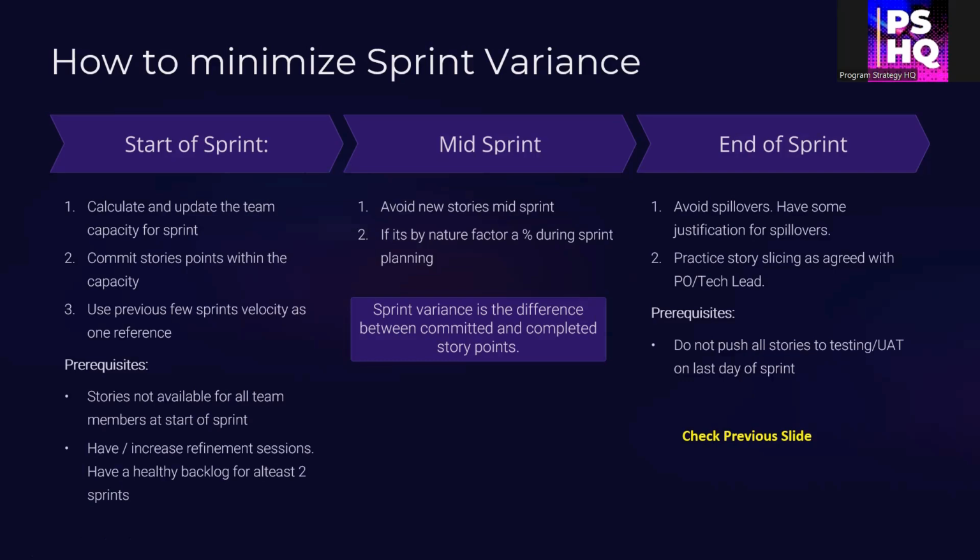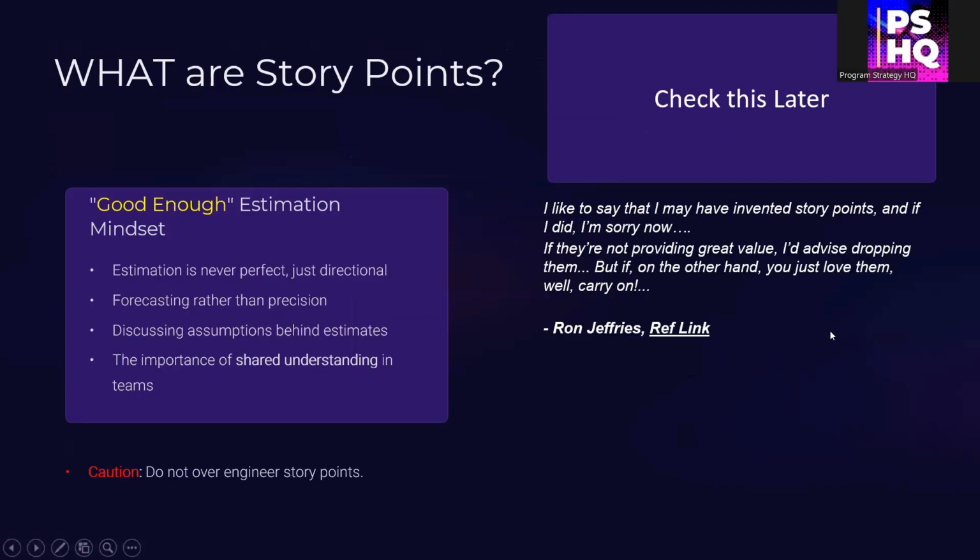Hope this is clear. What is sprint variance and how can we minimize it? At the start of the sprint, a few things to do, mid-sprint taking care, and end of sprint, what are the practices we can follow? Now let's check the previous slide, which we said we will do later. Hope you can see this.